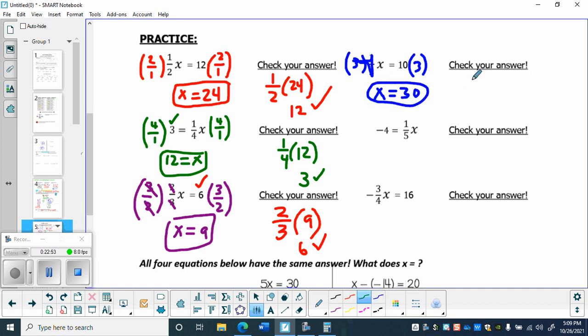Now let's check. Let's make sure that if we do a third of 30, do we get 10? And we sure will. Think about 30 divided by 3. That is 10. We're set. We're good.